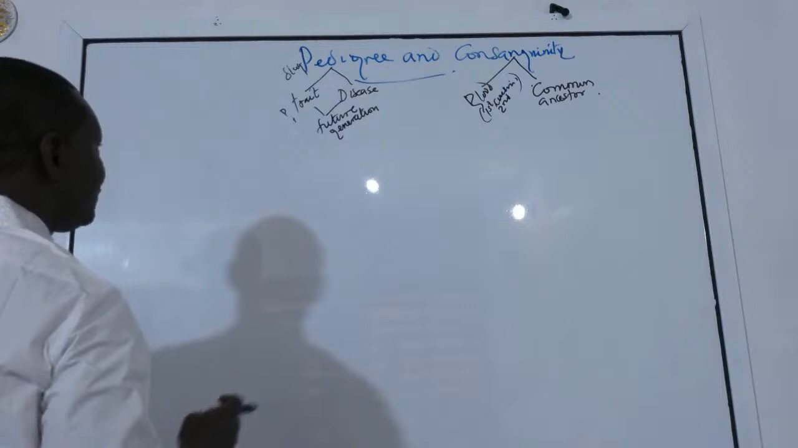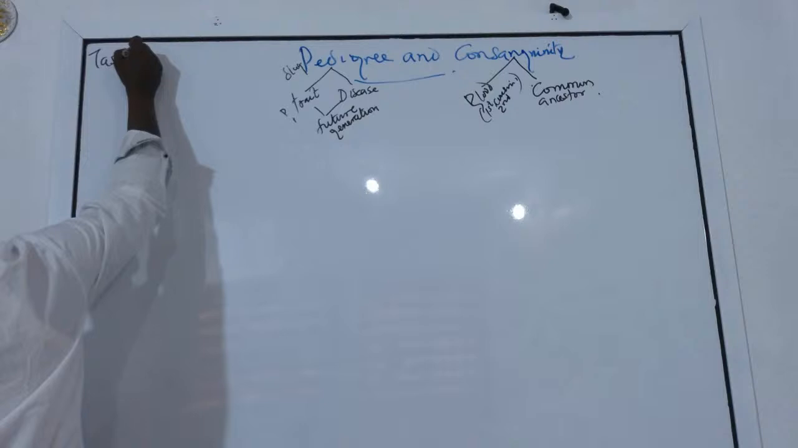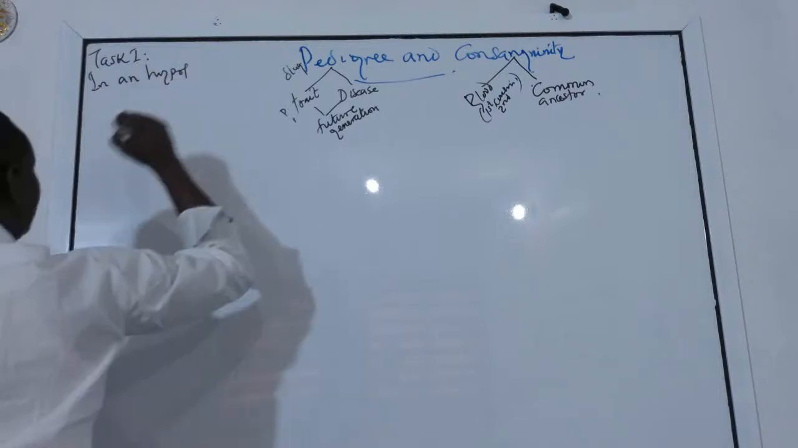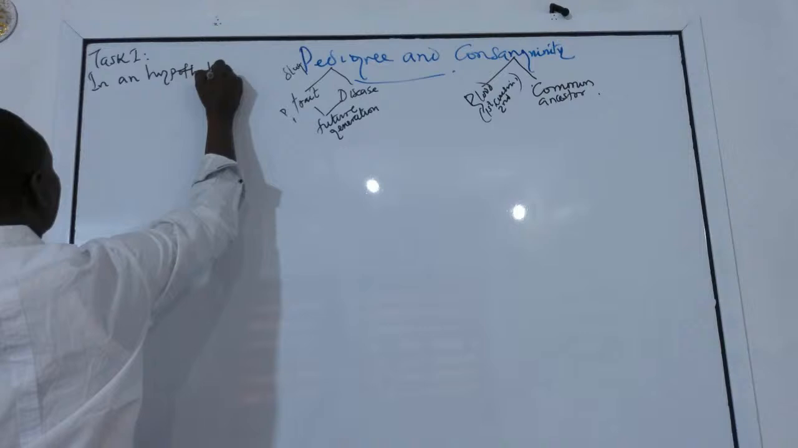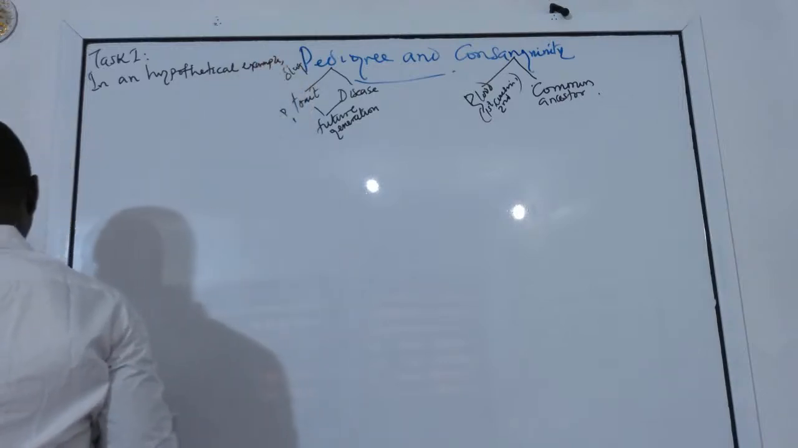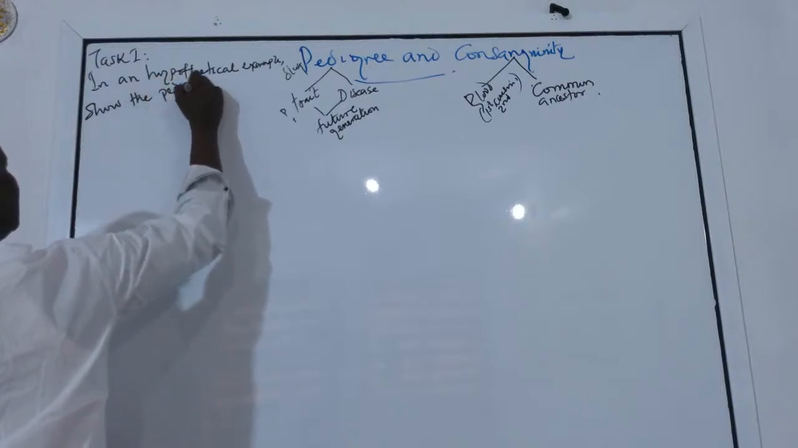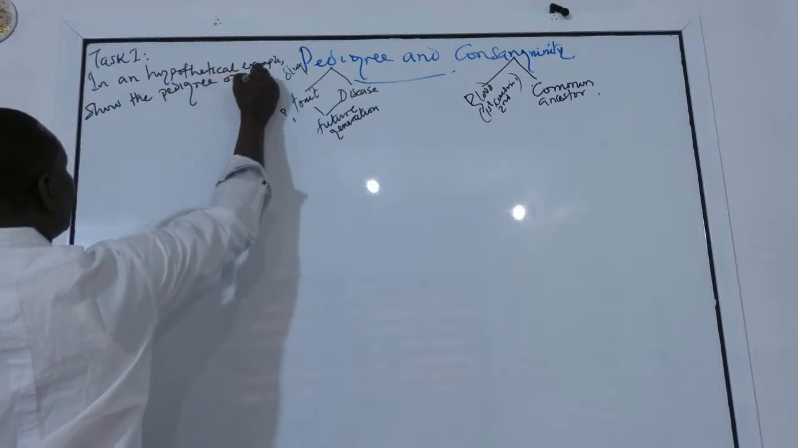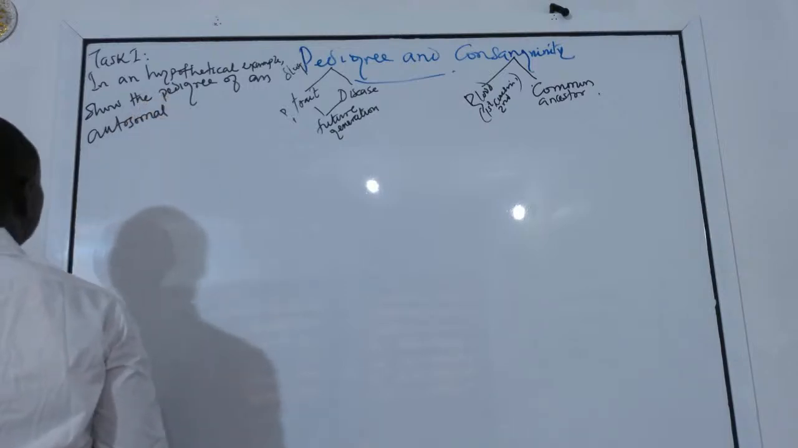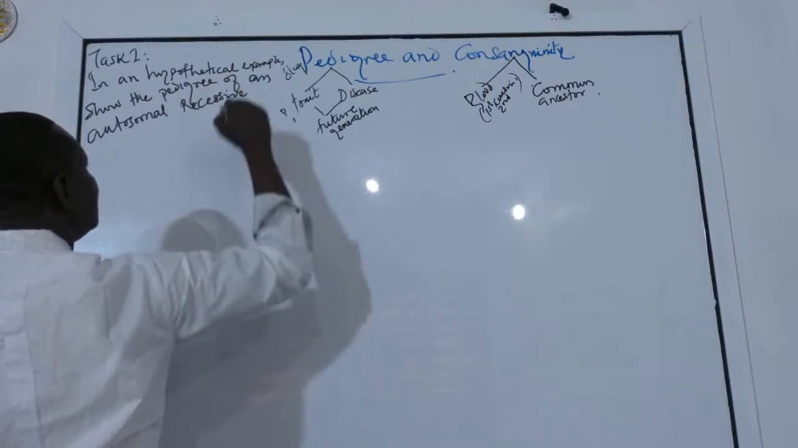Now, just like I was giving you task one, in a hypothetical example, you are to show the pedigree of an autosomal recessive trait.